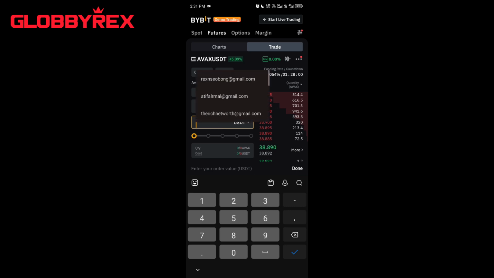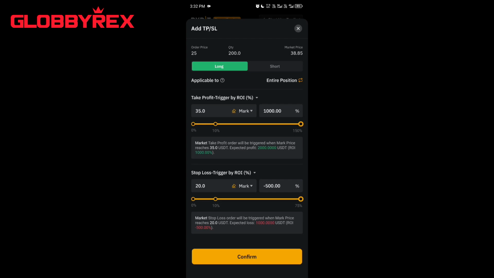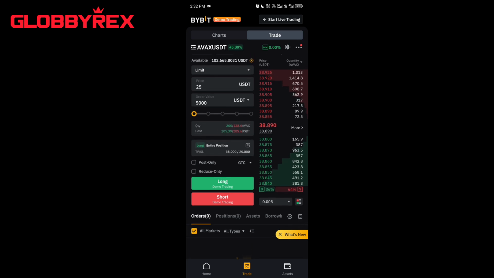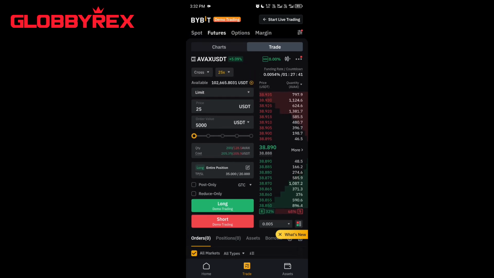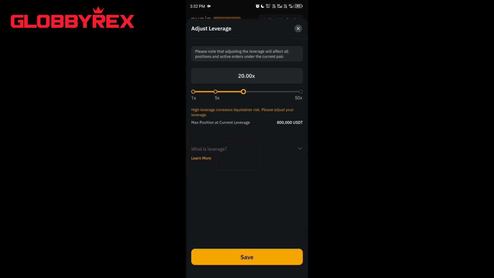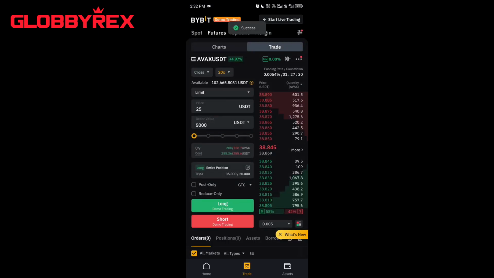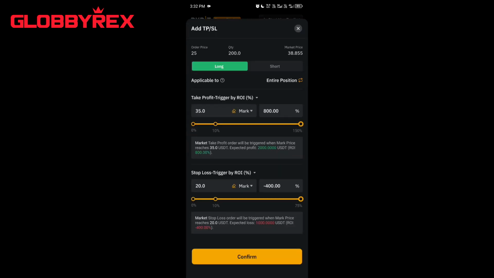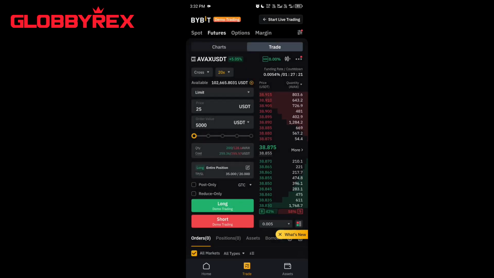Let's reduce this to like, put that 5K like this. So now look at this. Okay, my leverage was 25x. Let me return it to 20x. All right. Hold on with me. All right.